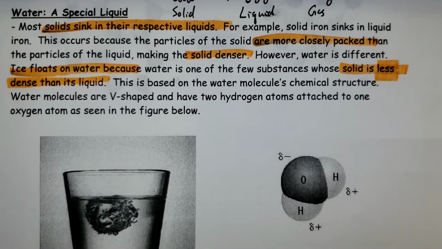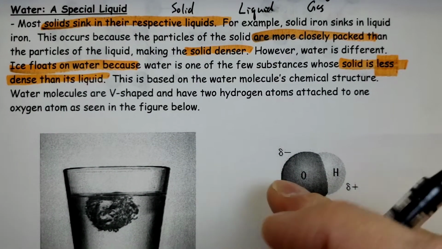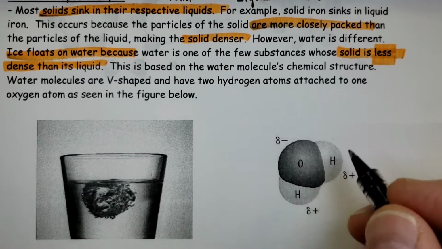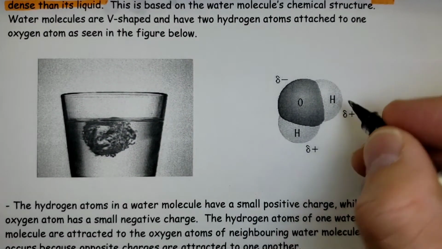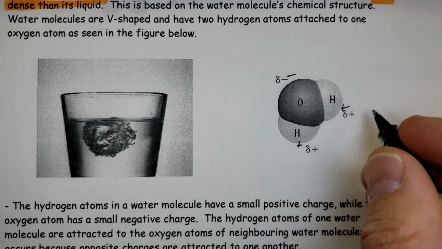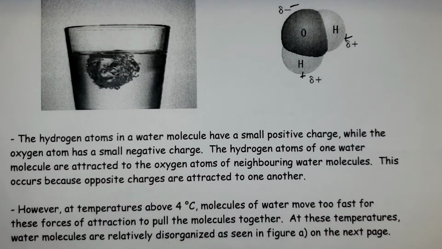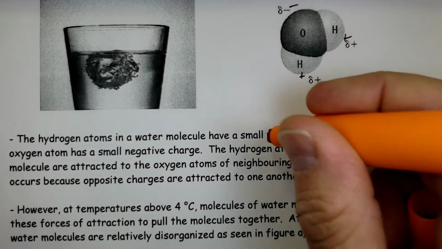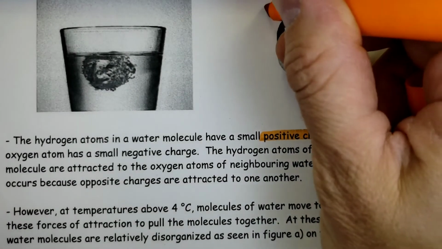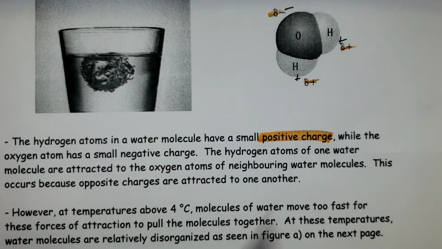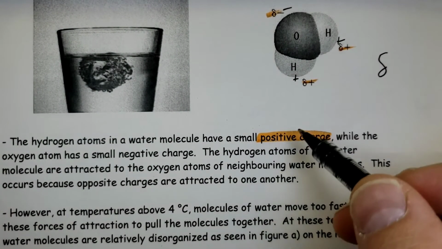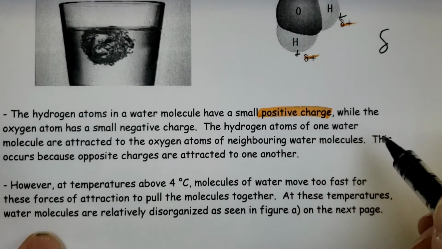This is based on the water molecules' chemical structure. Water molecules are kind of V-shaped and have two hydrogens attached to one oxygen. So it looks something like this. What happens here is that the hydrogen side is slightly positive and the oxygen side is slightly negative. The hydrogen atoms in a water molecule have a small positive charge, as I said, while the oxygen has a small negative. This little symbol that you see here is the Greek symbol delta, and it's often used to demonstrate partially charged. You'll find out more about that in Chem 30.